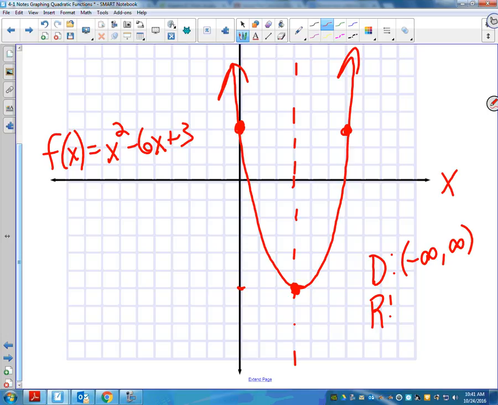That's the x value, right? But we want the y value that goes with that, which is -6, and then it goes up forever to infinity.